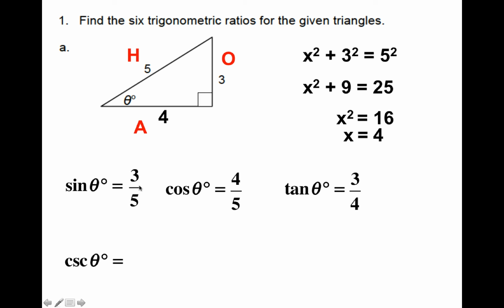Cosecant theta is a reciprocal of sine, so we can just flip this, and it's 5 over 3. Secant is a reciprocal of cosine, so 5 over 4. And cotangent is the reciprocal of tangent, so it's 4 over 3.